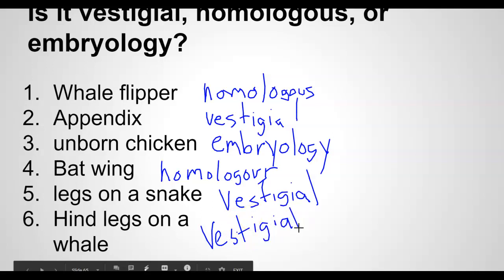Homologous structures indicate common ancestors. Oftentimes, embryology, all of these things can be used to indicate common ancestors.